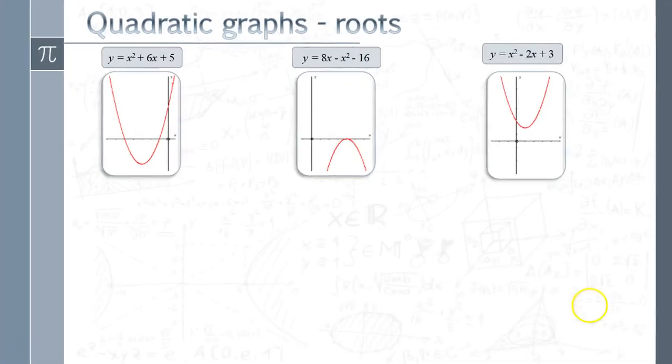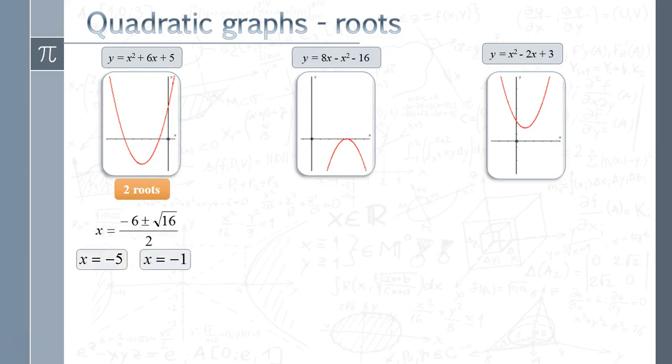What that means is, if we've got an equation with two roots, that's the one we had from the previous slide, we've got two solutions, and that's happened because we've got a value underneath our square root there, 16. Here, we've got one root. That was our 8x minus x squared minus 16. See, it's just got the one root. It's just touching the x-axis there.